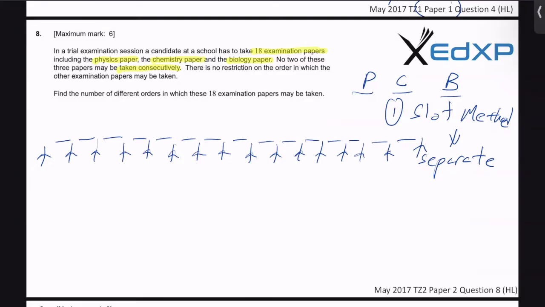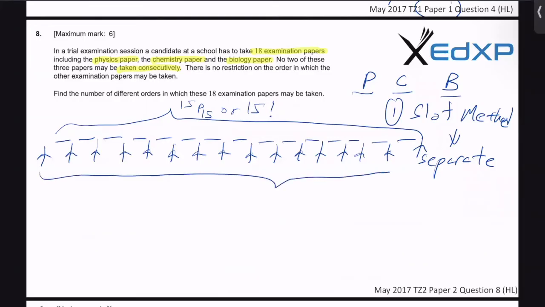Okay, so on the top, for the rest of the papers, I can arrange them in 15 ways, okay, or 15 factorial. And at the bottom, I have 16 slots, and I would like to permute or arrange 3 papers, the physics, chem, and bio papers. Okay, so using the multiplication principle, 15 factorial times 16P3.